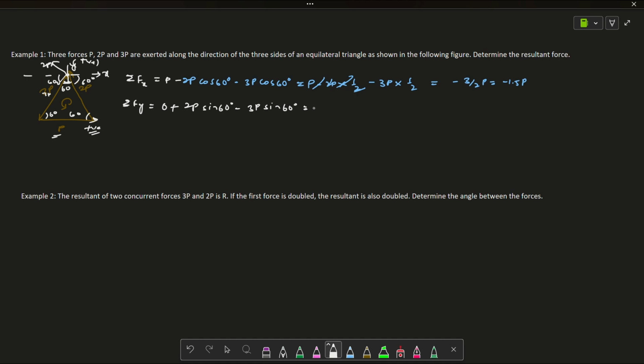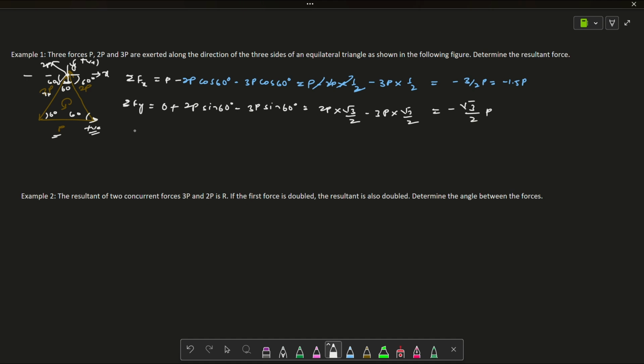How much is it? 2P into root 3 by 2 minus 3P into root 3 by 2. So it will become equal to minus root 3 by 2 P, since 2 minus 3 is equal to minus 1, and minus 1 multiplied by root 3 by 2 gives minus root 3 by 2.